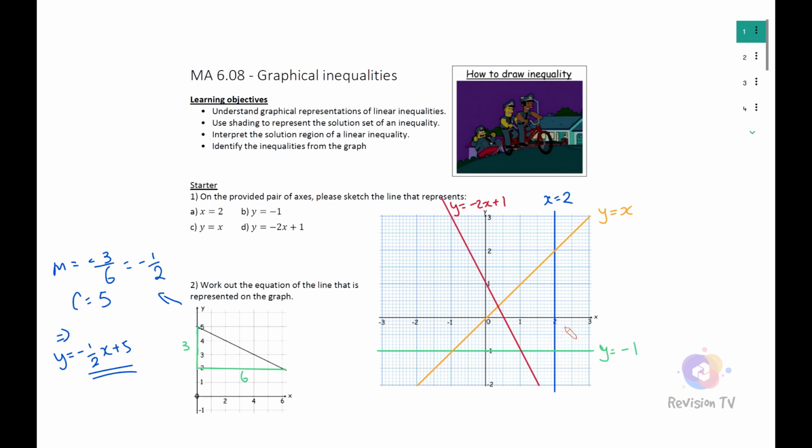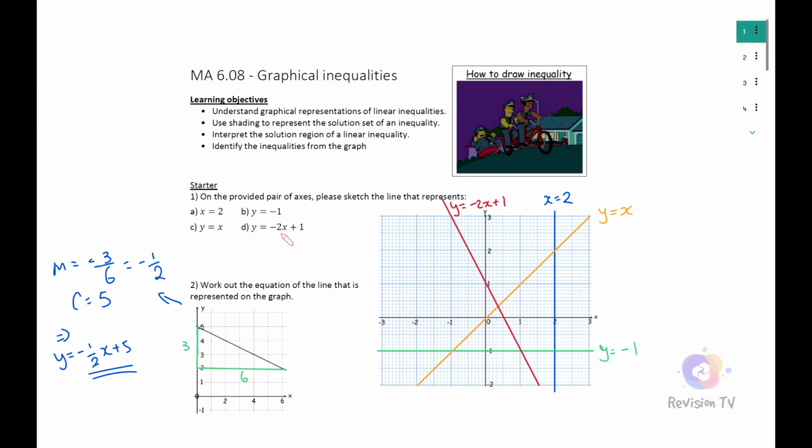Here are the answers. Now, x equals 2 is a straight vertical line, passing through the x-axis. So the way to remember is, if it's x equals something, it means you're passing through the x-axis at that number. So x equals 2 is a vertical line passing through the x-axis at 2. y equals -1 means passing through the y-axis at -1. y equals x is a diagonal line that passes through (0, 0), (1, 1), (2, 2), (3, 3), (-1, -1), (-2, -2). And last but not least, for question D, y equals -2x plus 1.